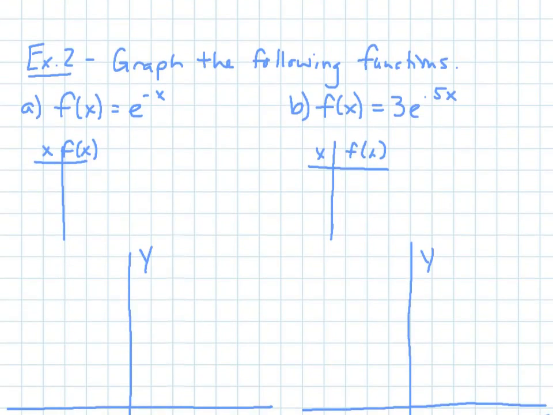Example 2 says to graph the following functions. f of x is equal to e to the negative x power, and 3 times e to the negative 0.5 x power. Now here, usually I would tell you to use these numbers. You can use whatever numbers you want, but I picked these numbers because it gives you the best picture, and they're easy numbers to actually graph.